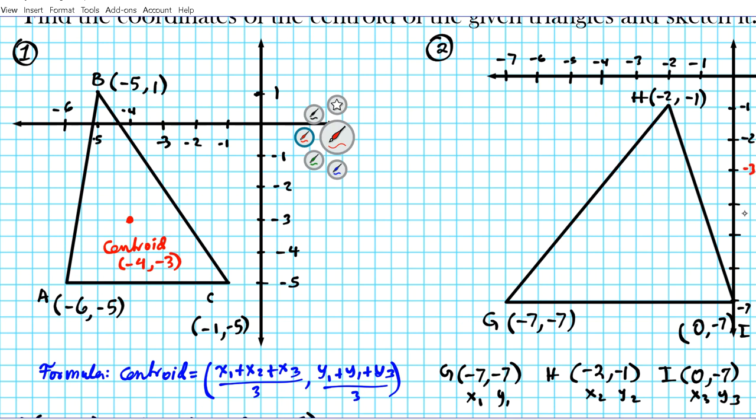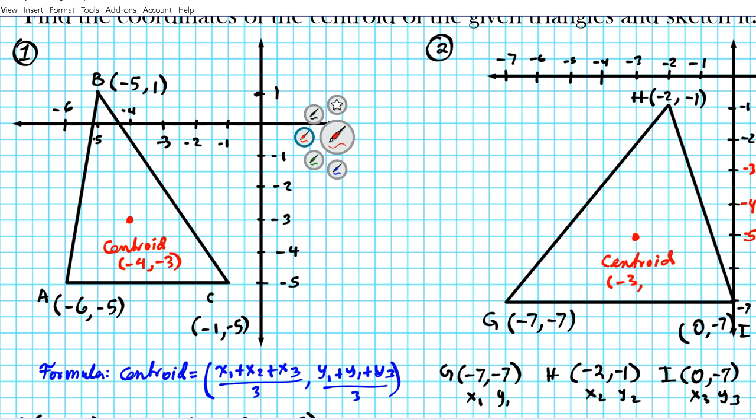The centroid is going to be located here, -3, and then 2, 3, 4, 5. You know, this is kind of sort of in the center, right? So that's where the centroid should be, -3, -5. The centroid should always be somewhere in the center of the triangle. It shouldn't be somewhere outside. All right. Ladies and gentlemen, that's the answer to number 2.